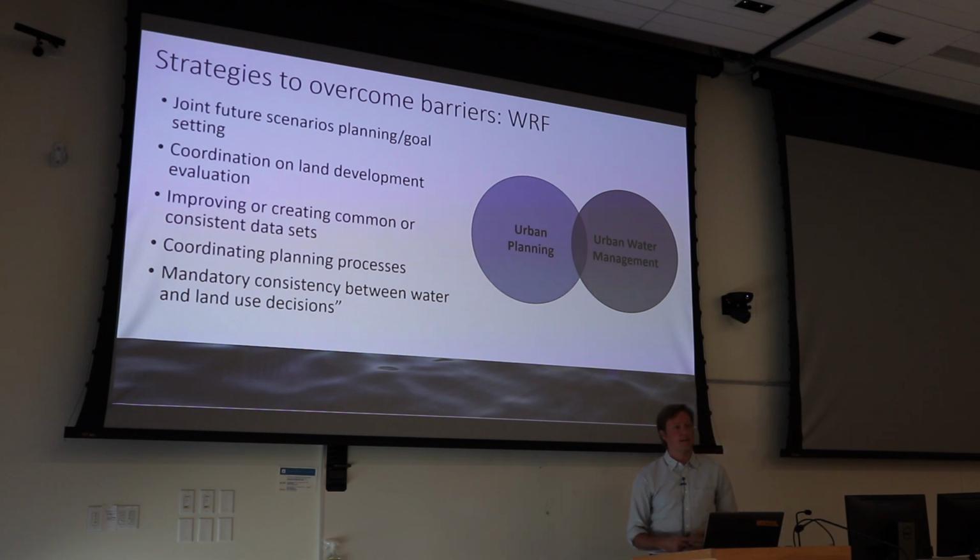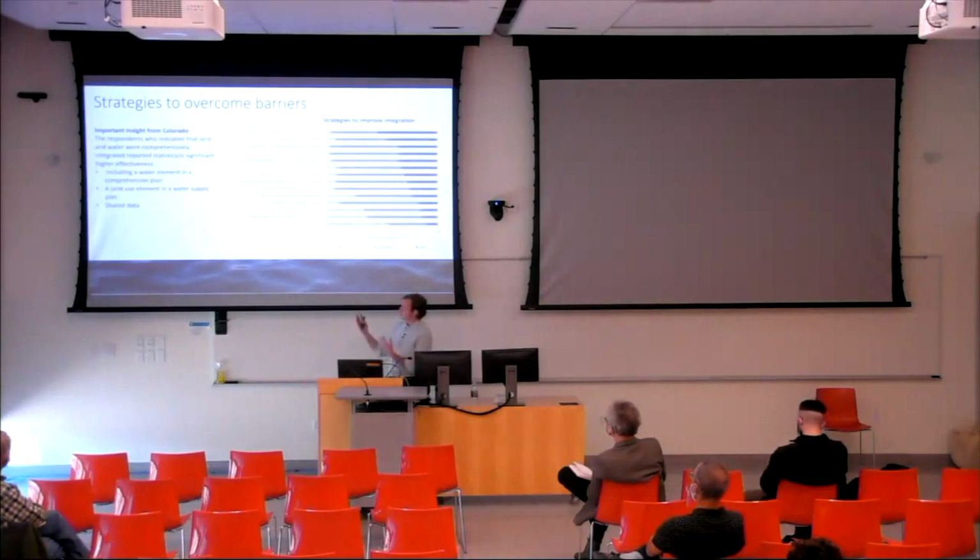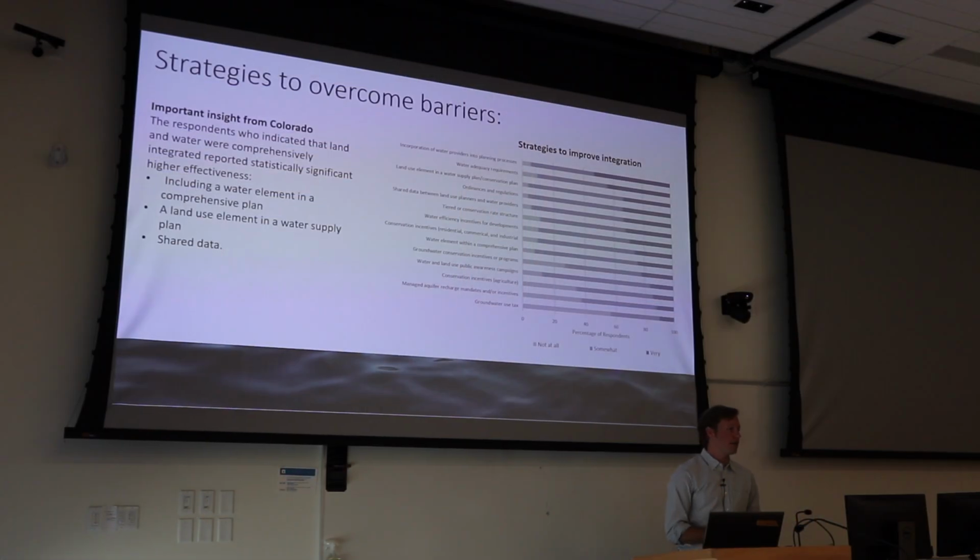So in some states, they've already done this. Like Colorado requires cities of a certain size to incorporate water elements into their comprehensive plans. And as a result, the responses in Colorado that said they were currently working well with water management agencies all had water elements in their comprehensive plans. So if you can cause some overlap between their required planning documents that both agencies have to do, you can start achieving some of this coordination.